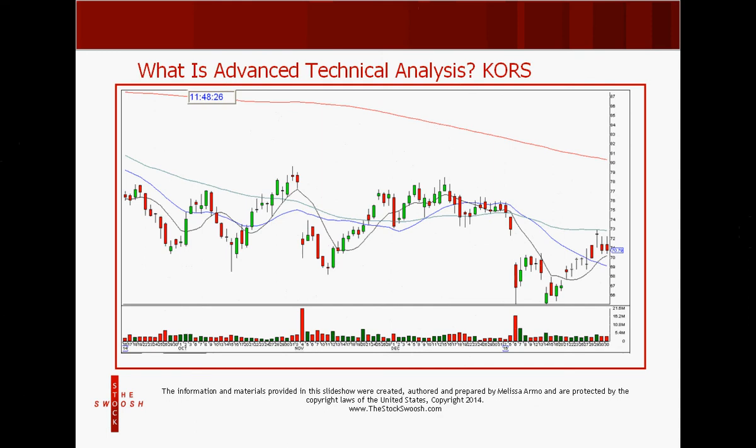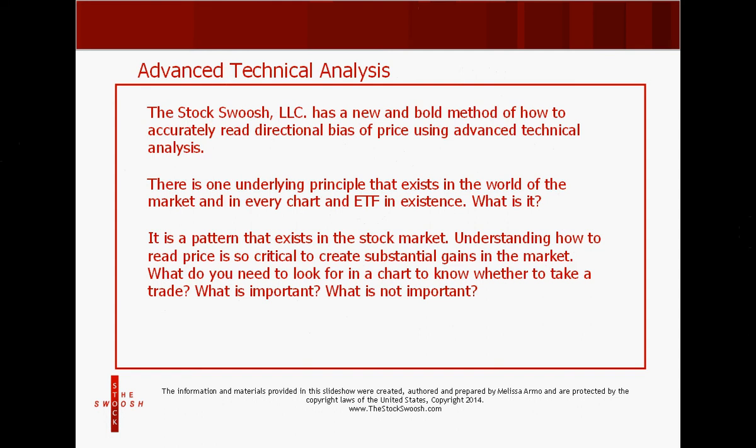I'm not just talking about overnights. I've created a new and bold way of looking at price accurately to read directional bias. That's how you make money in the market. You make money in the market by getting into something in the correct direction. Otherwise, you lose, okay?